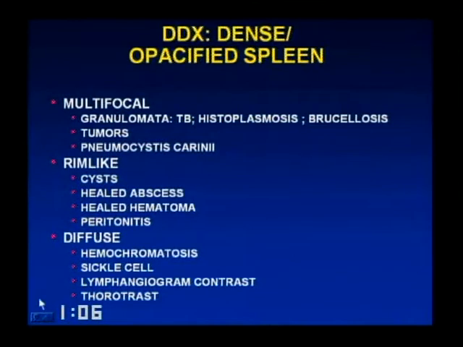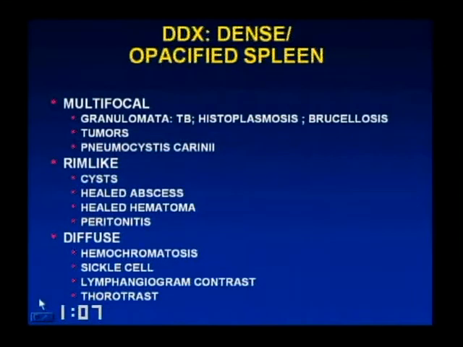You also can have calcification in tumors, and various infections, particularly pneumocystis carinii, can give calcific foci, and abscesses can heal with calcification. Usually, if you see rim-like calcification, you'll be dealing with a cyst, be it congenital or acquired, rarely parasitic, or a healed abscess or residua of a healed hematoma.